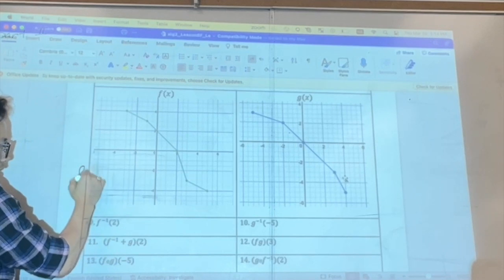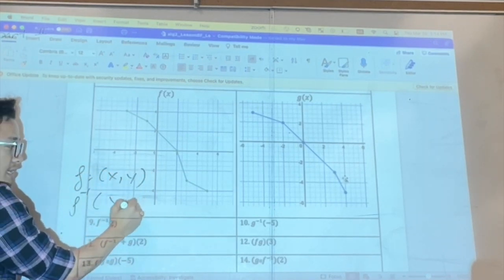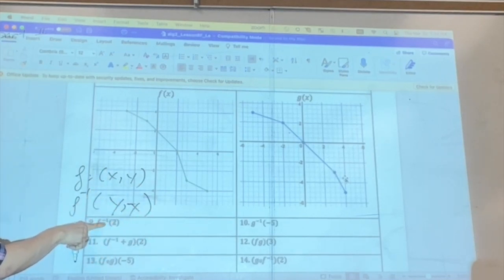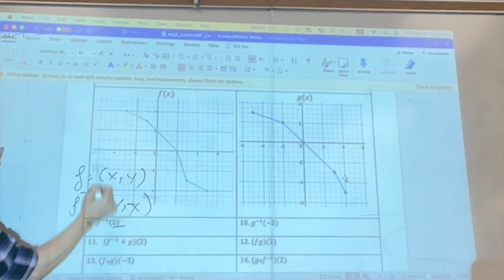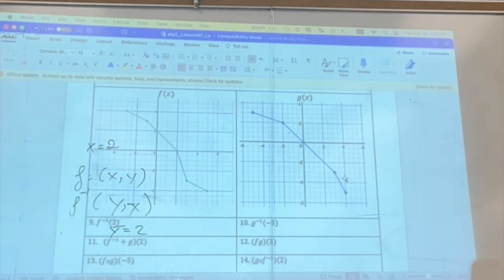This f is x and y, right? F inverse is y and x because we switched, right? So now if I'm asking you about the inverse, instead of finding x equal to 2, I'm going to find where y is equal to 2. Yeah, does it make sense?